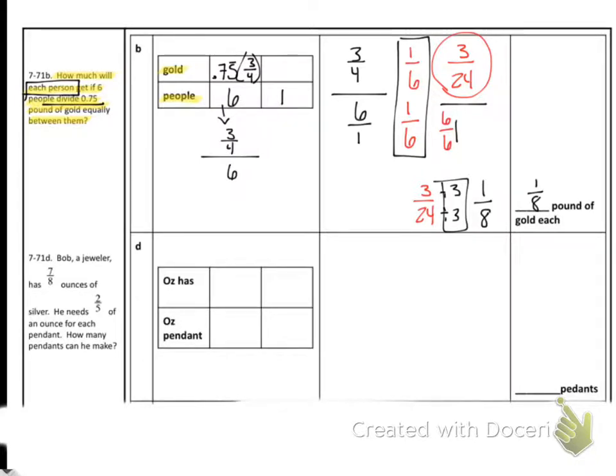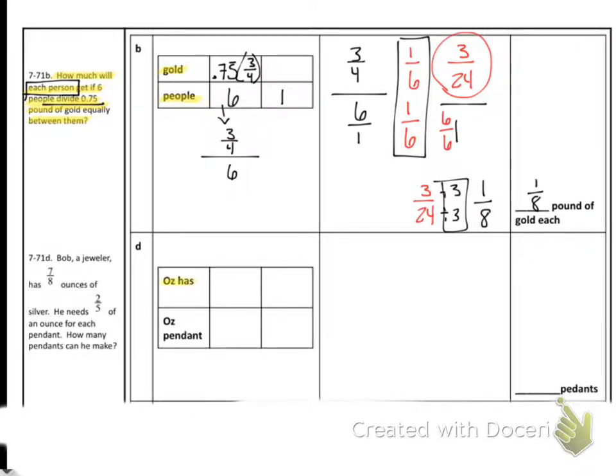Question D. Bob, a jeweler, has 7/8 ounces of silver. He needs 2/5 of an ounce for each pendant. A pendant is a necklace. How many pendants can he make? Bob the jeweler.